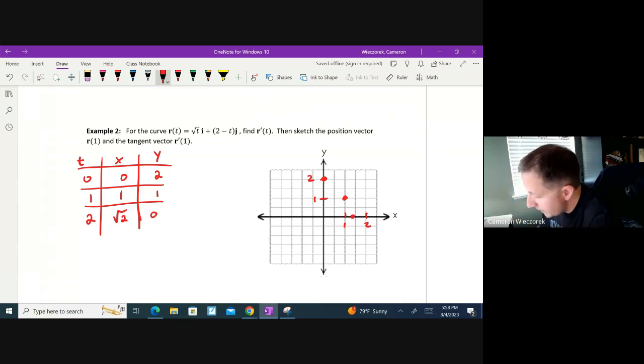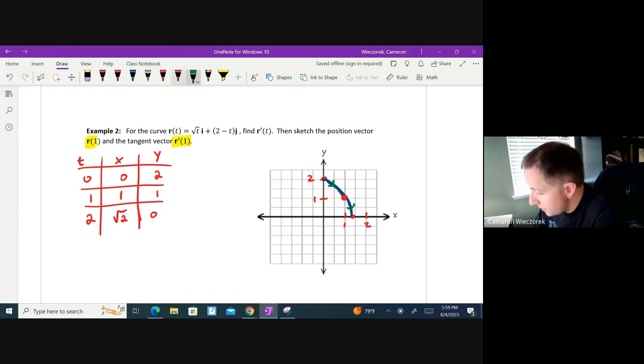And I guess how far do we go? Do we need to go past the point t equals 2? Well, let's see. We're trying to find r of 1 and r prime of 1. So it looks like we're good. Just going to make this as accurate as I can here. Okay, so there's our curve. I'm going to indicate the direction of the curve, right? It moves in the direction of increasing parameter.